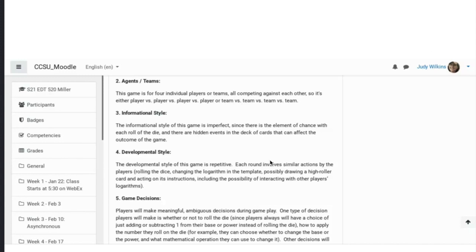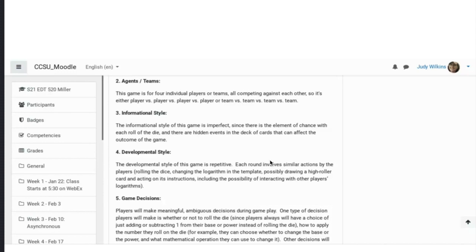The way you play is you roll a die, and every time you roll, you get a number, and you use that number to affect either the base or the power. You can multiply it by the base to get a new base, or add it to the base, or subtract it, or do the same to the power. I think the best thing is that we'll play through it, and I'll talk you through what you can do. The only other thing I want you to know is that at any turn, you can either add or subtract 1 without rolling the die.